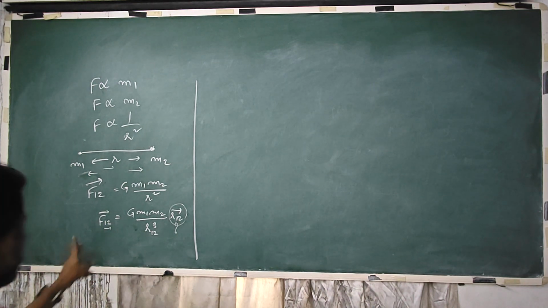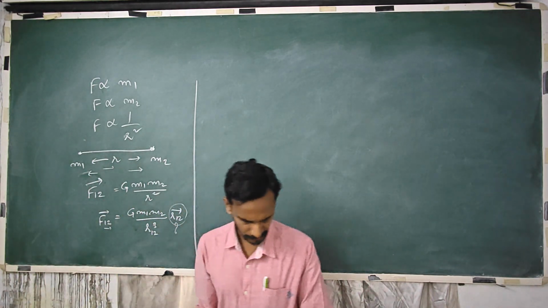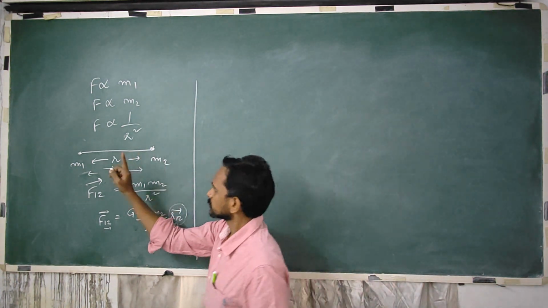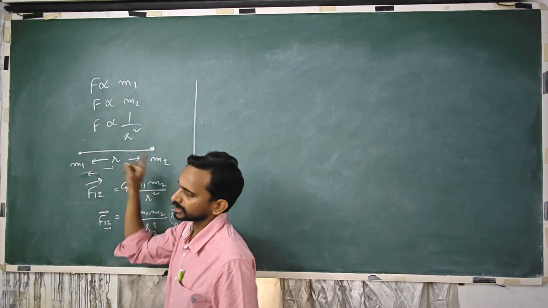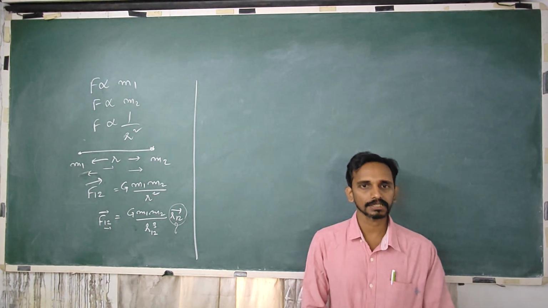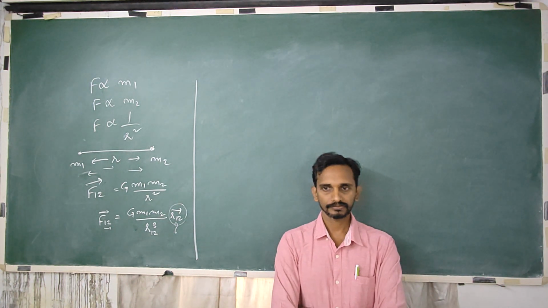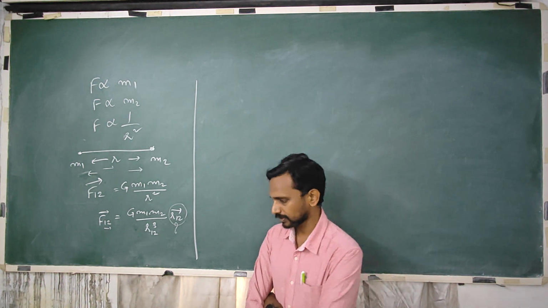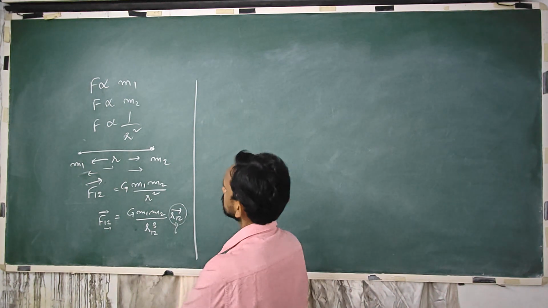Right, so this direction of force is a matter of discussion that will continue in the next session. But for now, the most important point is that each body is attracting the other one, and both of them meet at their center of mass. So we have to identify the location of the center of mass.